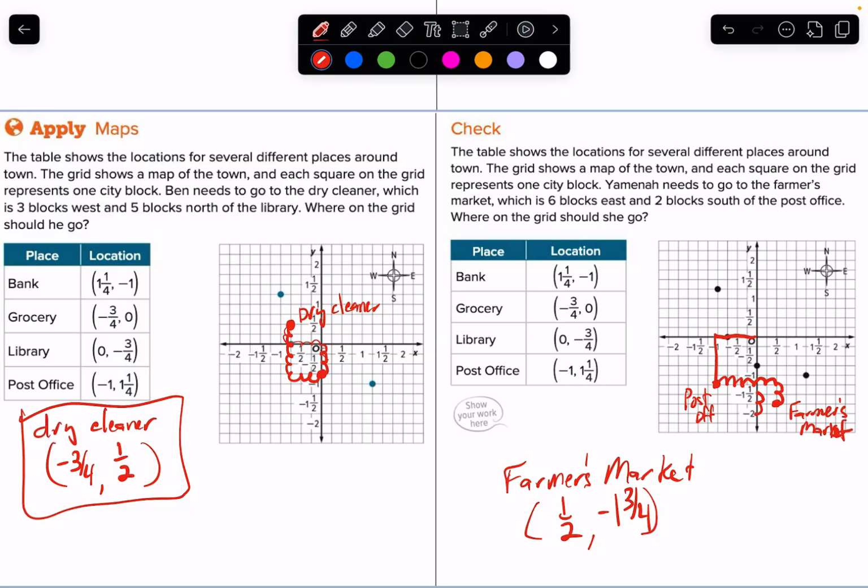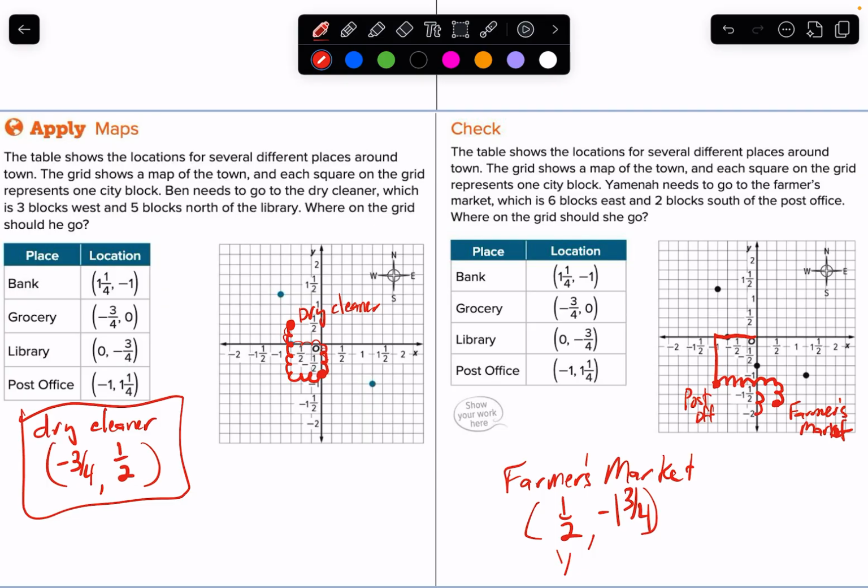What did we do wrong? Let's see. They got a different answer. They got 1/2, 3/4. That's what they say the right answer is. So let's erase and start over. Make sure we started from the right spot. Sometimes it goes wrong. That's okay. Of the post office. So start at the post office.